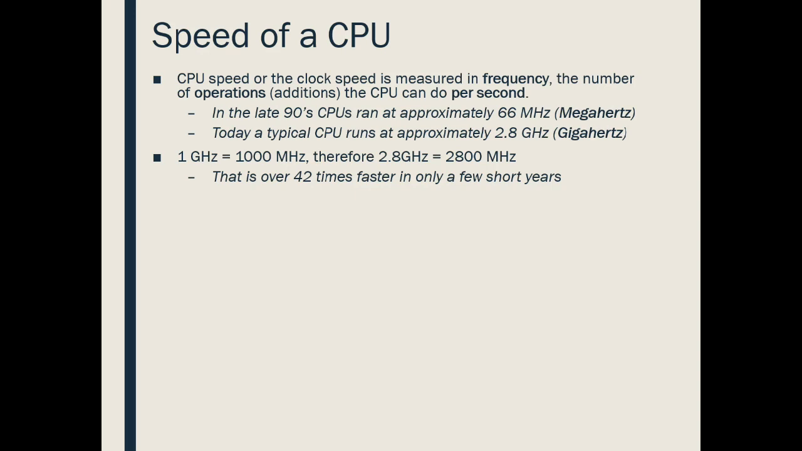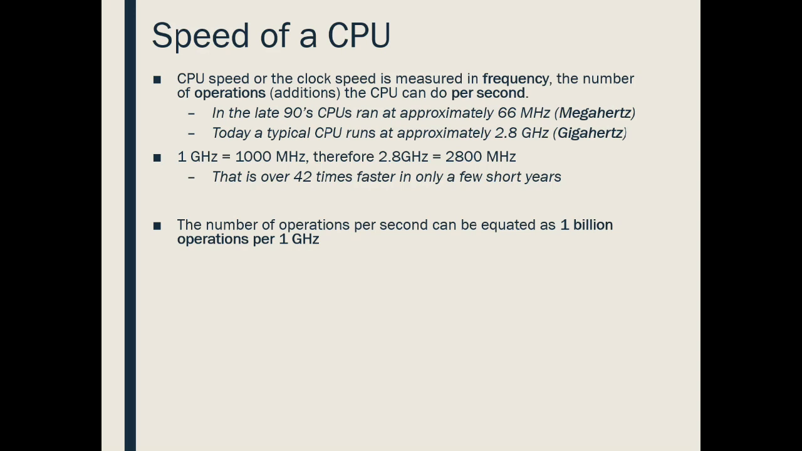Either way, what we're looking at here is a measurement that has expanded in a massive sense in a very short time frame. So 2.8 gigahertz, or when we look at this, 1 gigahertz is approximately equivalent to 1 billion operations per second. So a 1 gigahertz computer can do 1 billion additions per second. That's a lot. So a 2.8 gigahertz computer can do 2.8 billion operations per second.